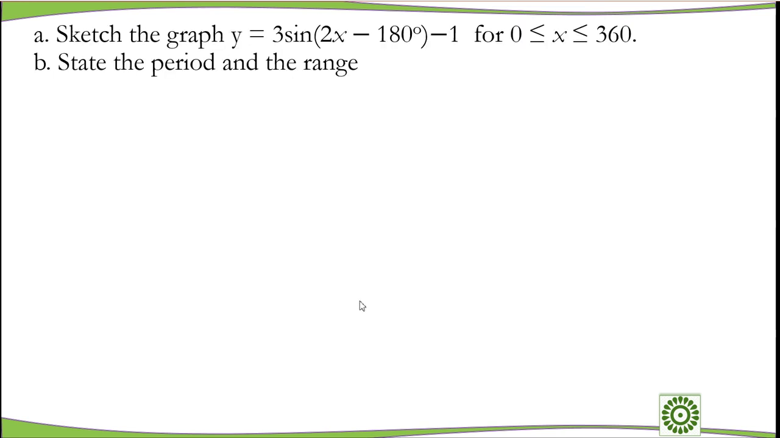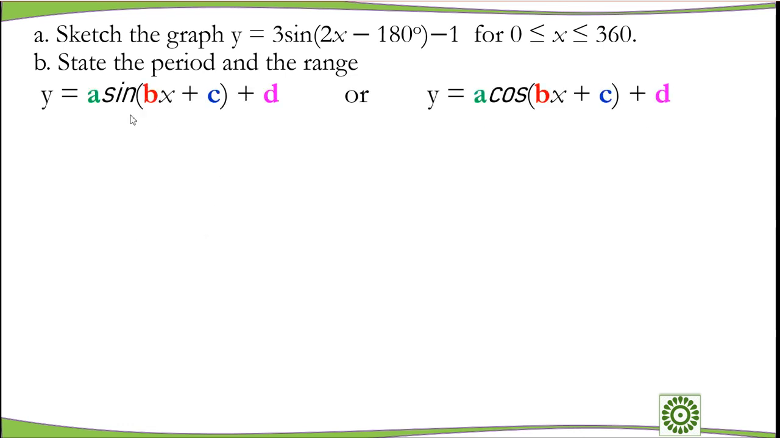Now let's look at the second problem. Sketch the graph of y equals 3 sine into bracket 2x minus 180 degrees, then minus 1 within 0 to 360, and state the period and the range. Before we go into that, let's have a general format of either sine or cosine so that we understand the full picture before we narrow it down to exactly what we have.